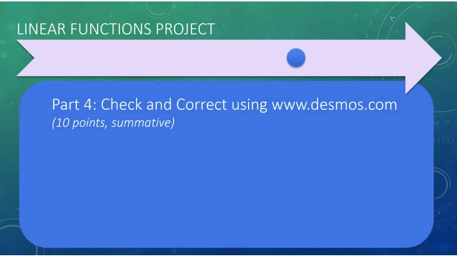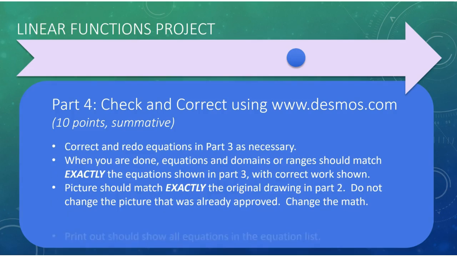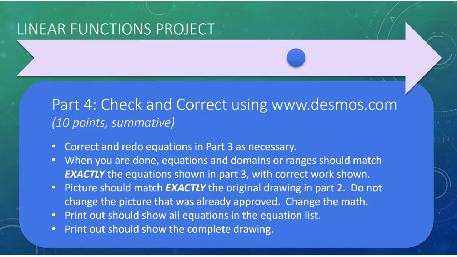In Part 4, you will check and correct the equations you wrote in Part 3. Watch the video example to understand how to enter your equations on the website. As your picture appears, you will discover if your equations include any errors. If they do, you will need to correct the math from Part 3 before turning it in. Do not change the original approved drawing.